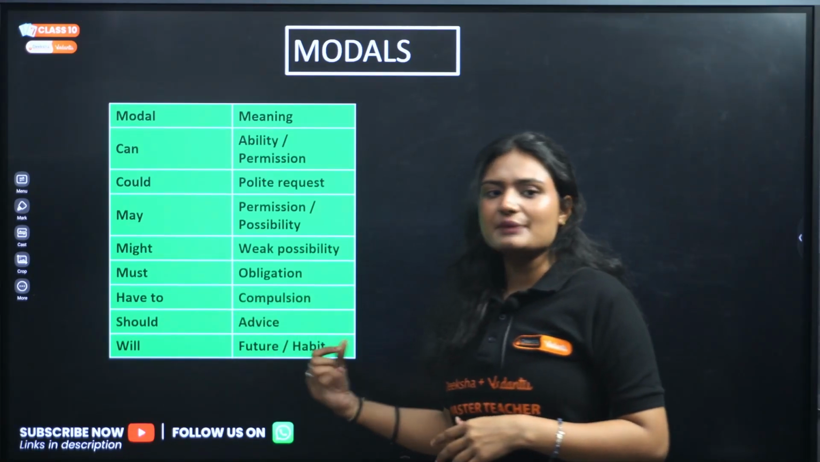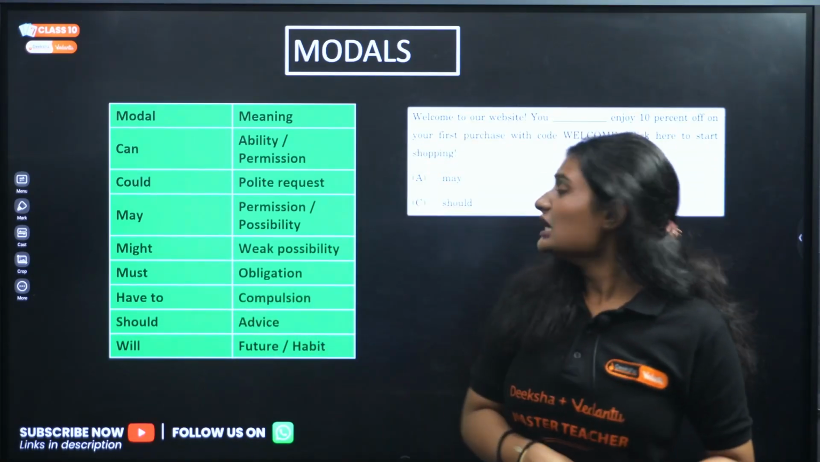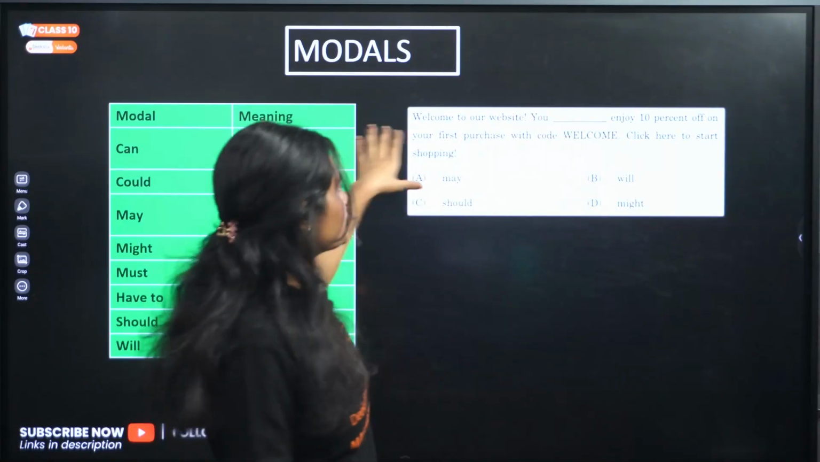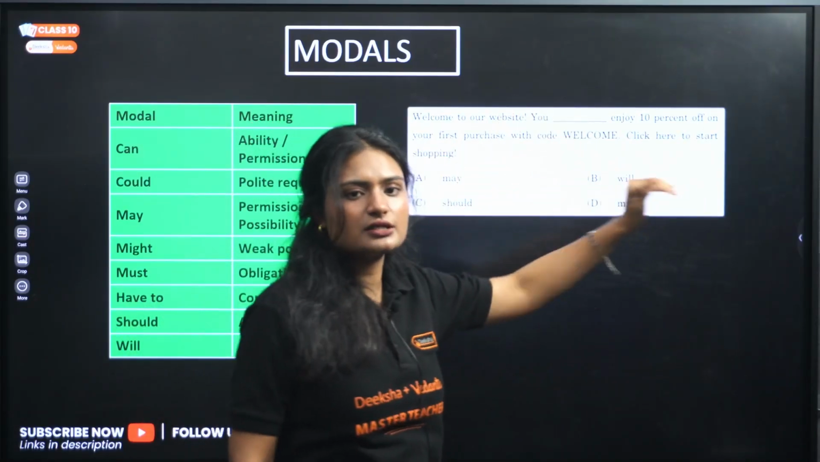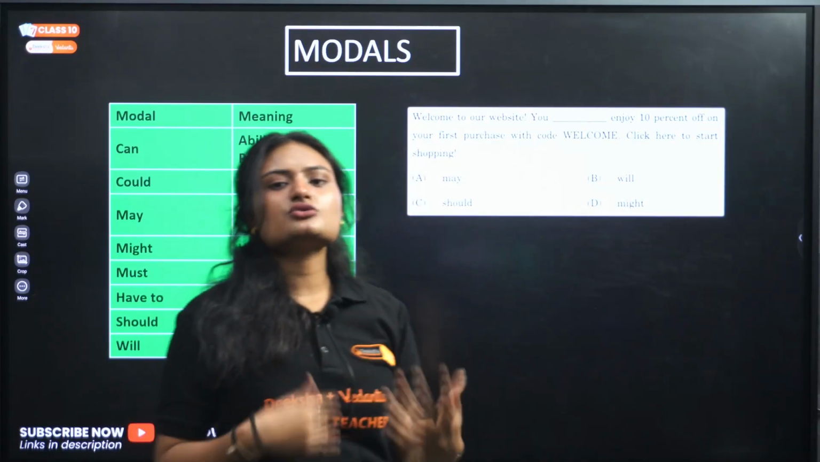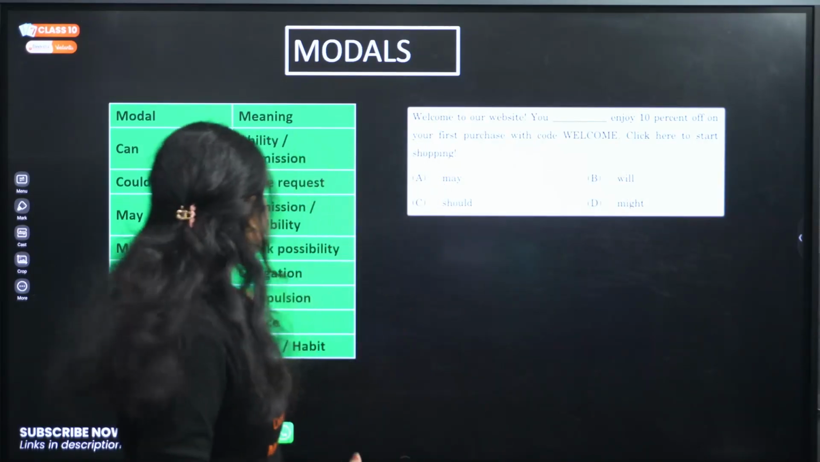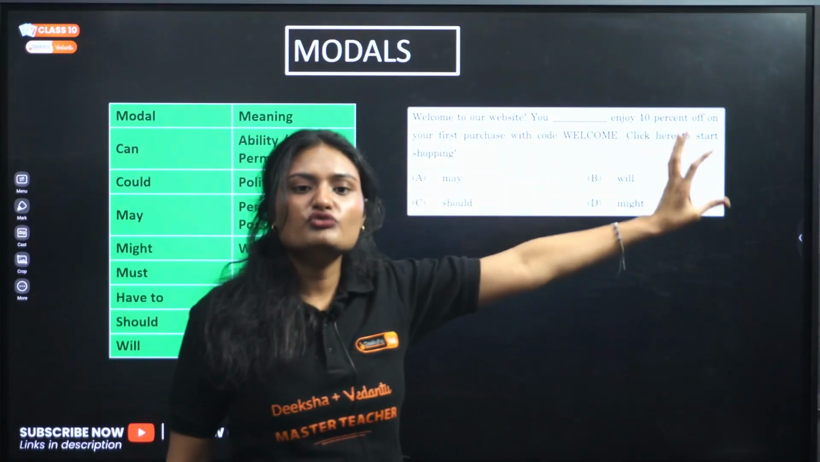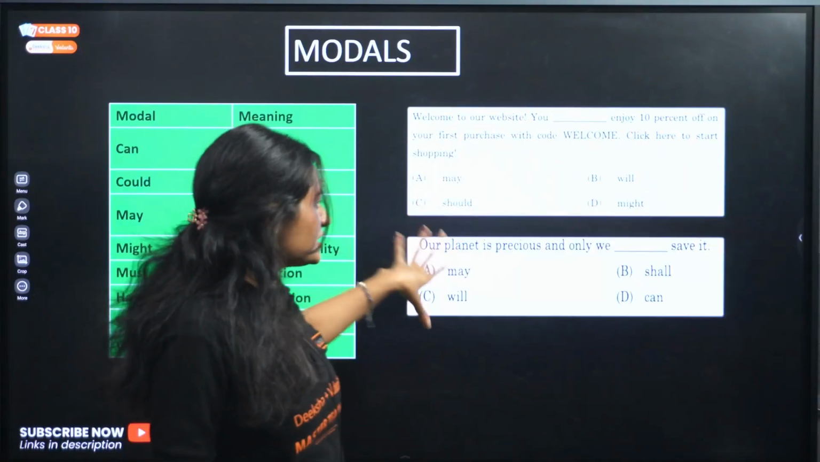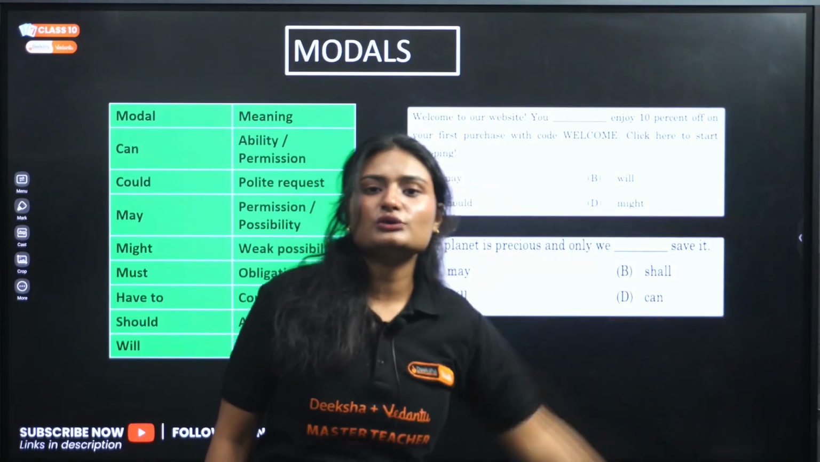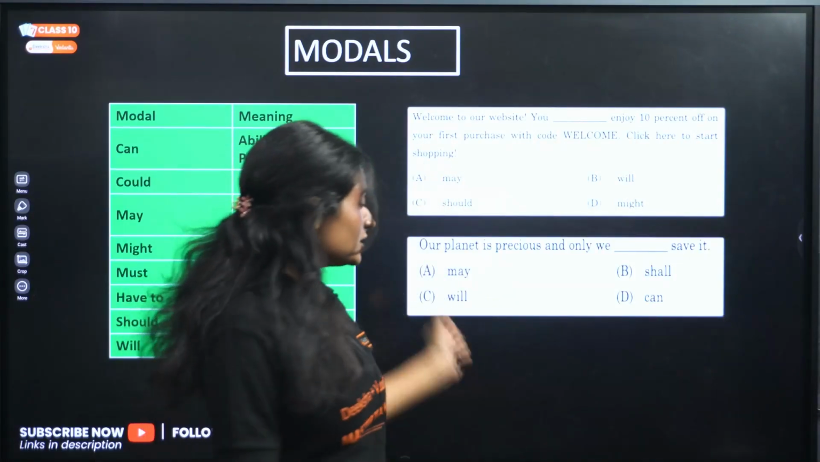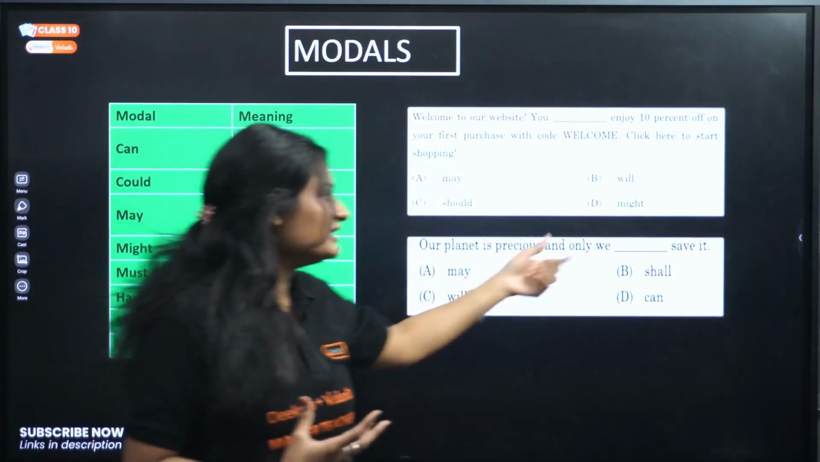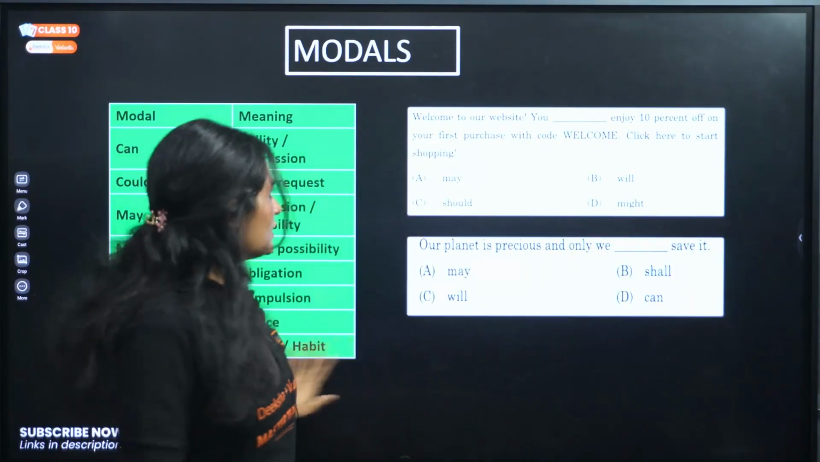For future or habit, you use will. For example here, welcome to our website, you dash enjoy 10% off on your first purchase with code welcome. Click here to start shopping. So the event is going to happen, right? There is a future possibility, that is called future, okay? So the correct word will be you will enjoy. For example, in this one, our planet is precious and only we dash save it. That means it has the ability, only we can save it, okay?